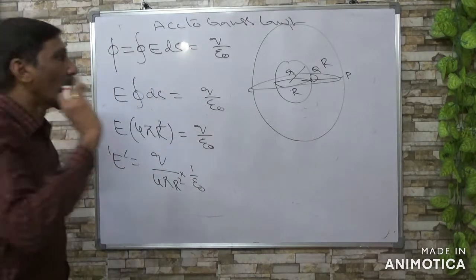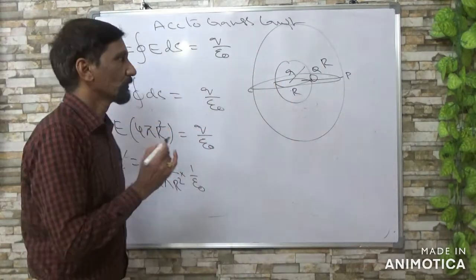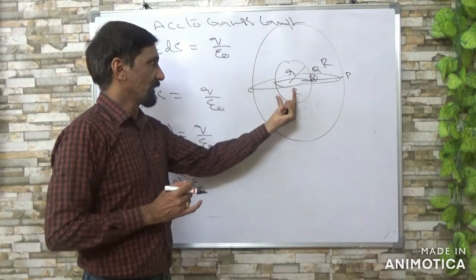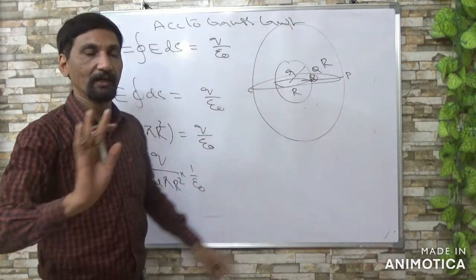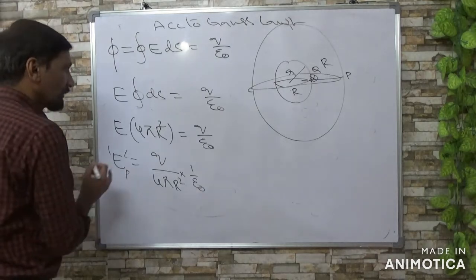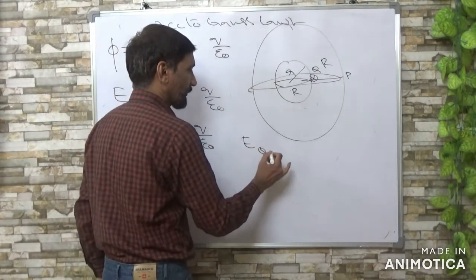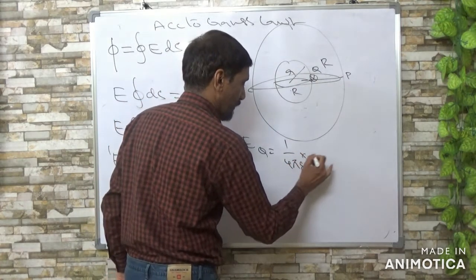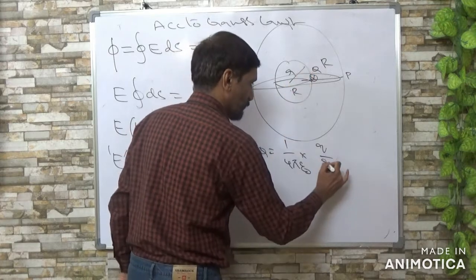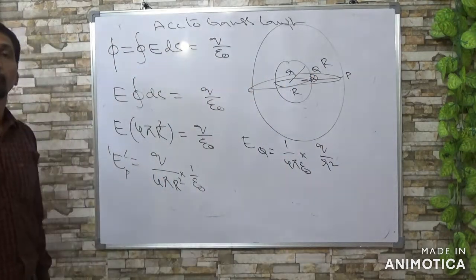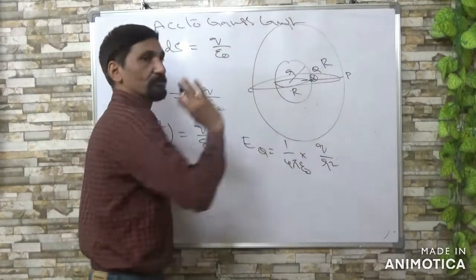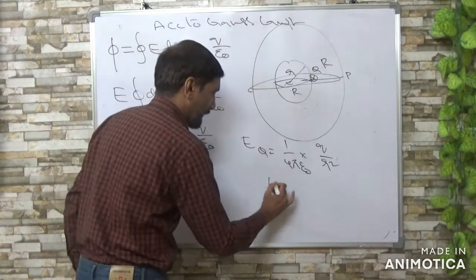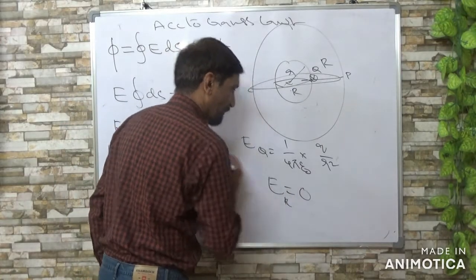Suppose you want to take the field on the charged body, at the same charged body but at distance R. Then the field strength at that point will become 1 by 4 pi epsilon naught, Q by R squared, right? But suppose you want to find it inside. Inside there is no charge, so the electric field strength will become 0.